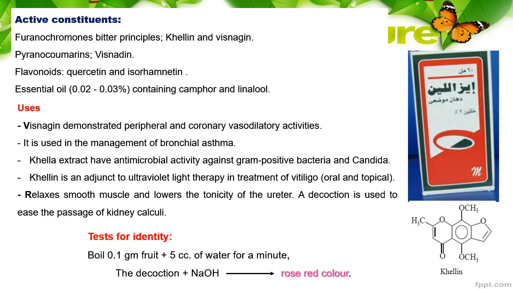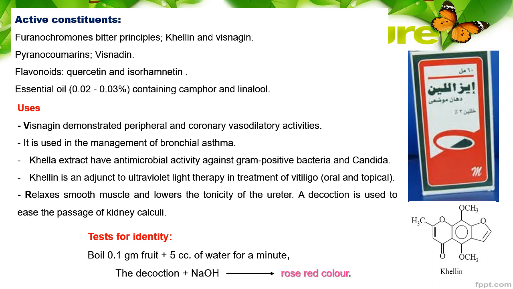The visnagin, or the furanocoumarin constituent of Ammi visnaga, has peripheral and coronary vasodilator activity, relaxing smooth muscle, causing vasodilatation of the coronary artery, so it is useful in the management or decreasing of the pain of angina pectoris. It is also effective in decreasing spasm associated with bronchial asthma.